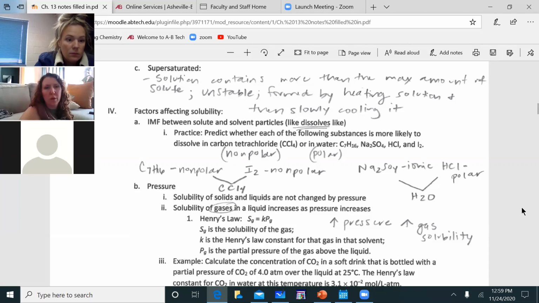Can you say what, under factors affecting solubility, subscript A, what does IMF stand for? Intermolecular force. Your intermolecular forces from the last chapter.